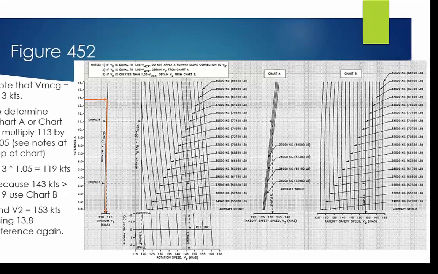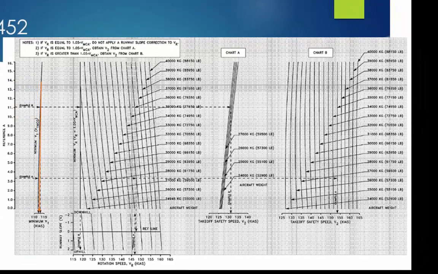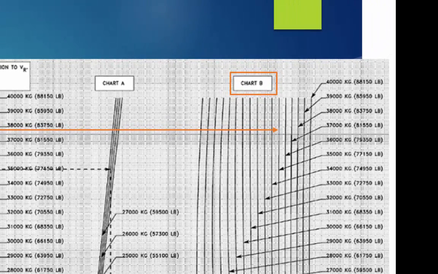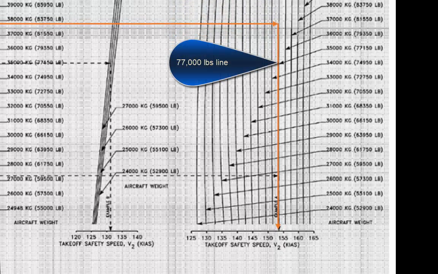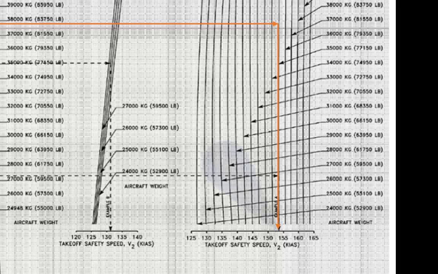So for chart Bravo, we're going to use our 13.8 reference again. So we draw a line all the way over from the reference line all the way to chart Bravo, and we look for that line that is for 77,000 pounds. And then once we intersect that line, draw straight down from there, and we can find a V2 speed of about 153.